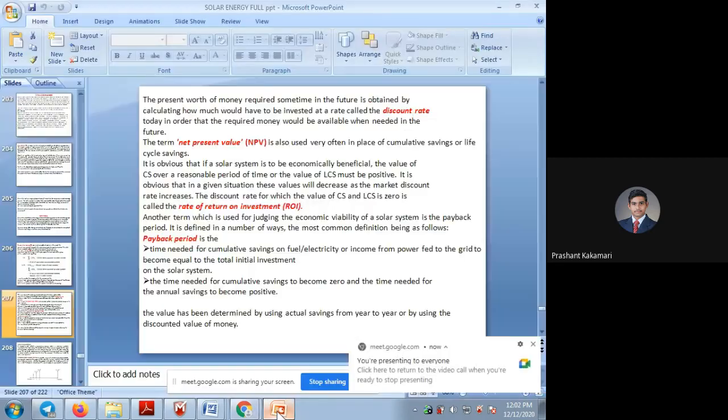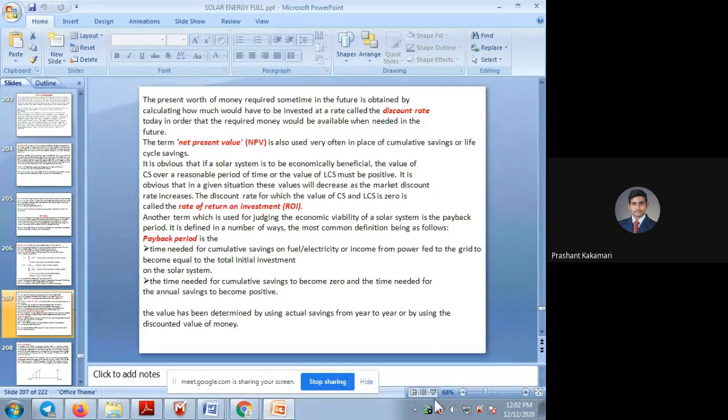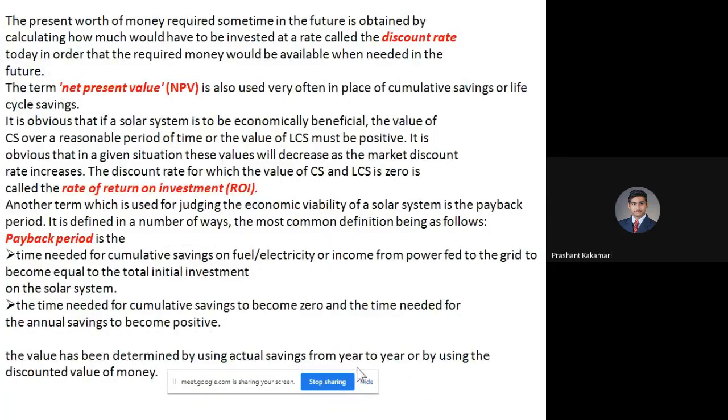Okay. Coming to the next part, that is present worth or discount rate or the net present value or the net present worth. And also we need to discuss the important factors, that is return on investment and payback period. These are very important factors which one needs to consider for any plant to be set up, by considering some payback period or the return on investment. So today we'll discuss the importance of these terms.